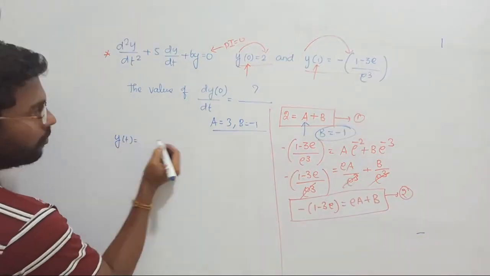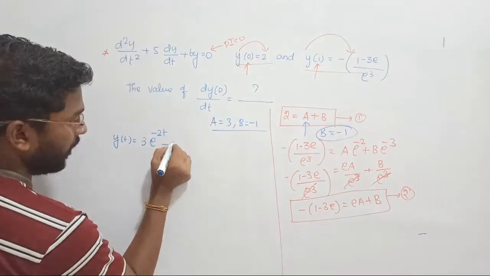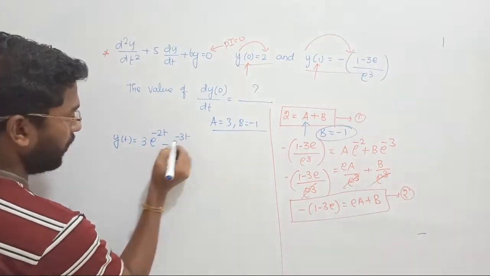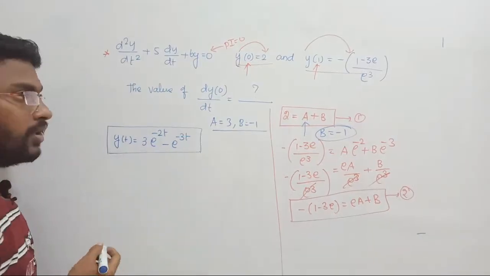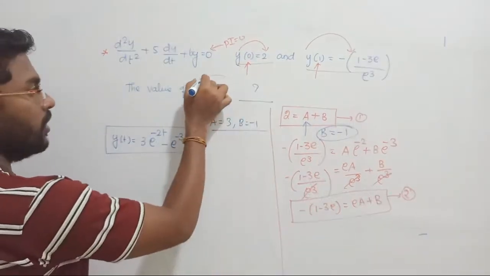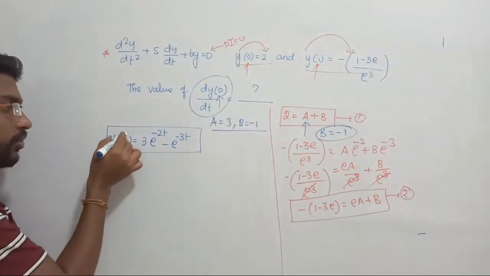y of t is equal to, a we got 3 into e power minus 2t. For b we got minus 1 e power minus 3t. That is the solution for y of t. But they are not asking this one. The question is dy by dt at t equal to 0. At t equal to 0. This y of t. Correct?